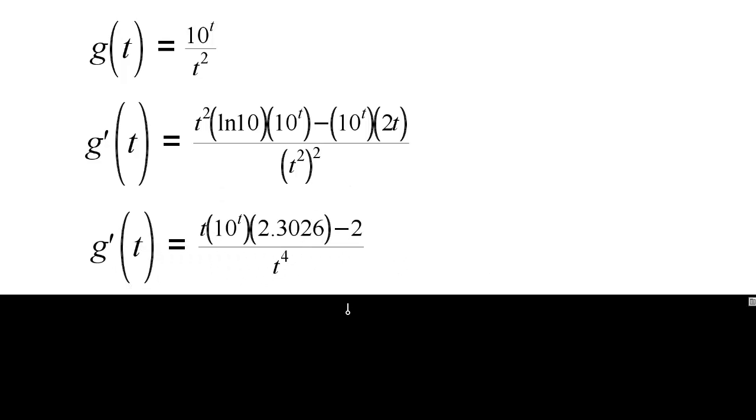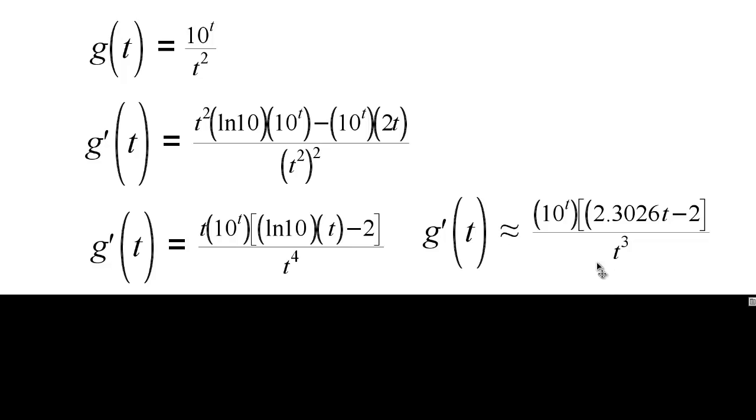And we can simplify this a little bit. The denominator becomes t to the fourth. And so we can simplify this by factoring out a t and a 10 to the t power. And what we're left with in these two terms is the natural log of 10 times t minus 2, all over the t to the fourth.